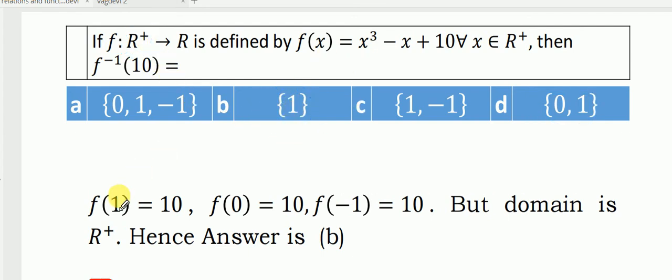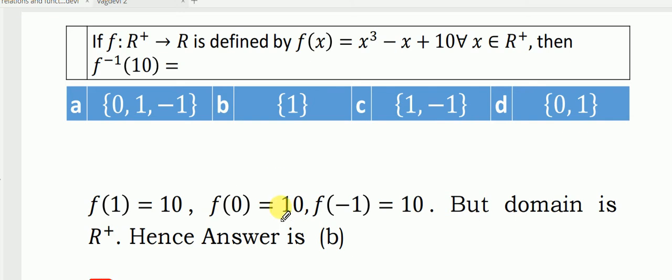because f of 1 is equal to 10. See, 1 cube minus 1, that is 1 minus 1 is 0, and we get 10 here. So f of 1 is 10. f of 0 is also 10, and f of minus 1 is also 10 here. When you give minus 1 here, I will get minus 1, minus of minus 1 plus 1, so it will be eliminated and you will get 10. For all the values 0, 1, minus 1, we will get f of x as 10 only.